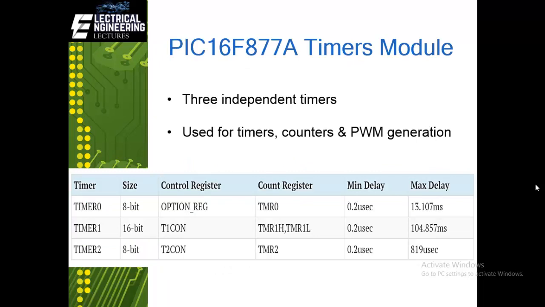Since I am talking specifically about the PIC16F877A timers, this microcontroller has three independent timers, which are timer 0, timer 1 and timer 2. Timer 0 and timer 2 are 8-bit timers, whereas timer 1 is a 16-bit timer. If you don't use any prescaler, then the minimum delay you can have is 0.2 microsecond in all of the cases. Whereas if you use the maximum prescaler, which is 256, then you can get the maximum delay of 13.107 milliseconds for each count. And for the 16-bit timer, the prescaler will be 65532. In that case, you can have a maximum delay of 104.8 milliseconds for each count. So these timers can be used as timers or counters or can be used to generate PWM.